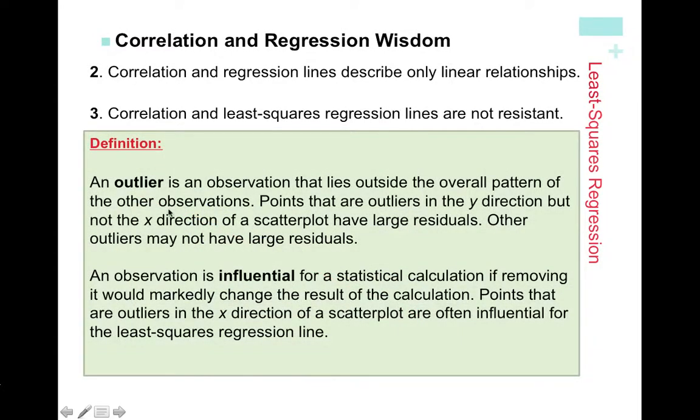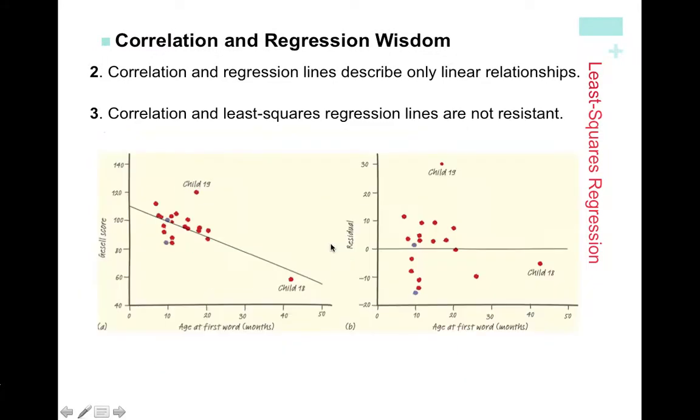An outlier is an observation that lies outside the overall pattern. Points that are outliers in the y direction but not the x have large residuals. Other outliers may not have large residuals, and we see that back here. Child 19 has a very large residual. It's an outlier in the vertical direction. Child 18 is an outlier in the horizontal direction, but notice its residual is still fairly small.